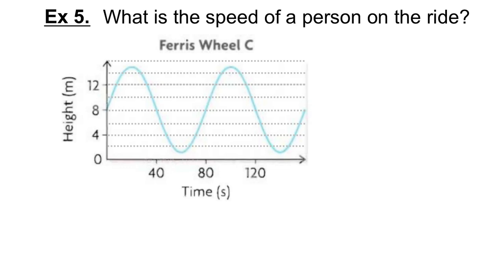So for this last example, I'd like you to put together all the things you've learned and see if you can come up with the speed of a person on this ride. This is a different Ferris wheel. We haven't talked about it yet, but you can see the graph of the motion on this Ferris wheel, and you have enough information here to figure out what the speed of a rider on this Ferris wheel would be. So pause the video and try to figure this out before you check back in.